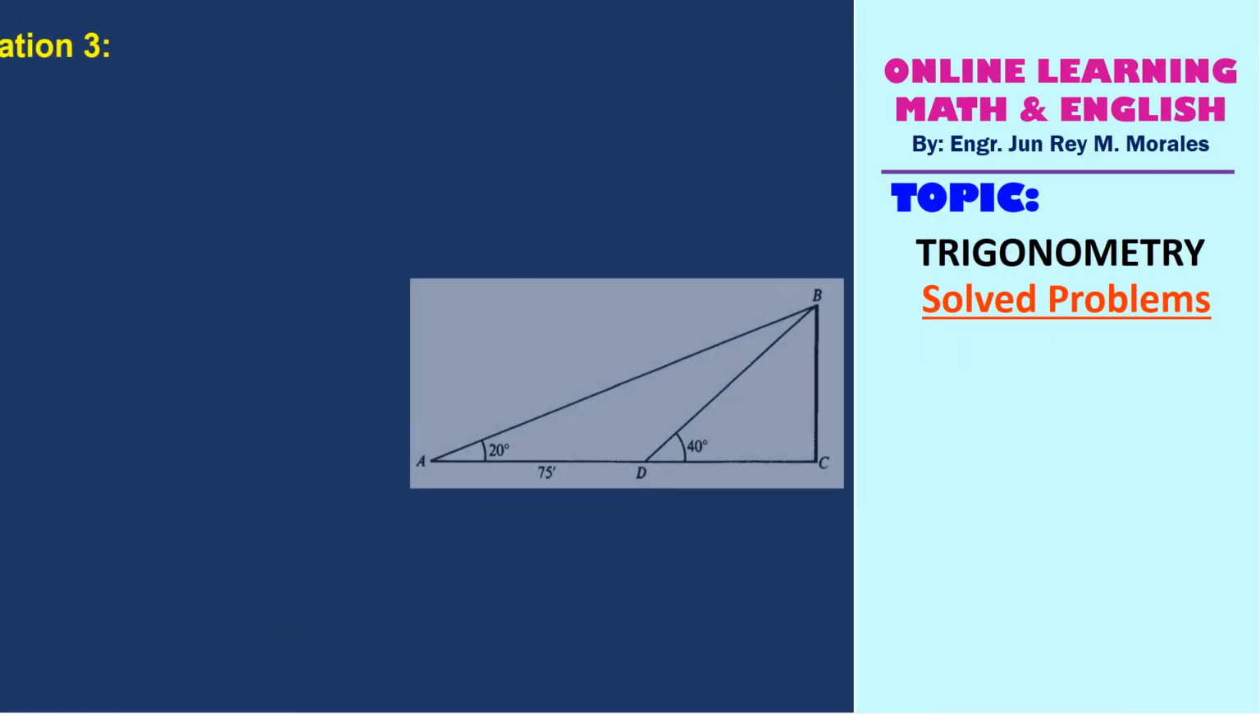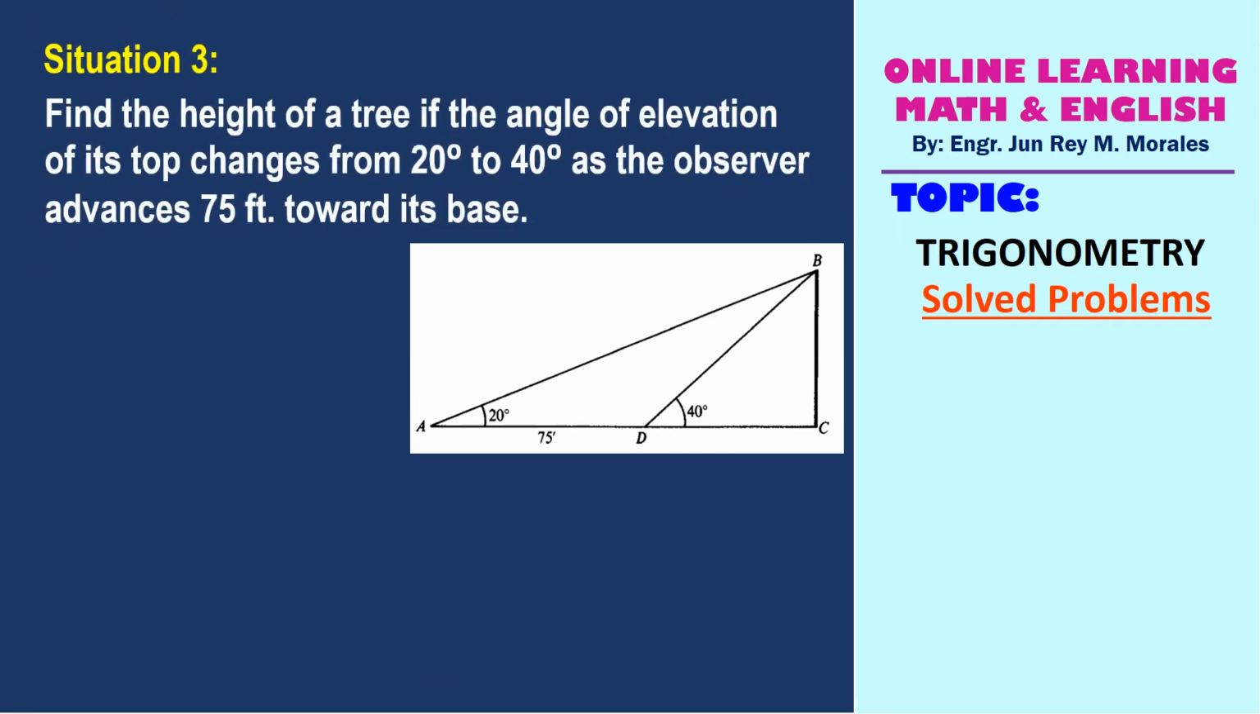We have situation number 3. Find the height of a tree if the angle of elevation of its top changes from 20 degrees to 40 degrees as the observer advances 75 feet toward its base.